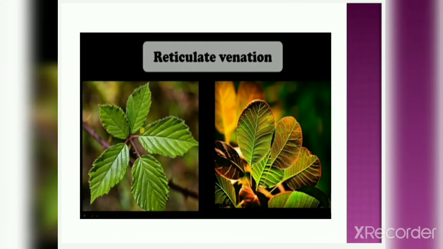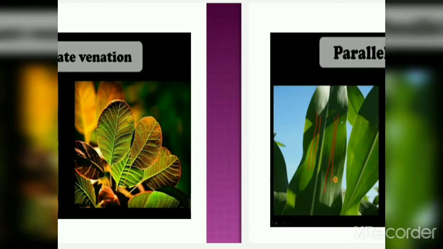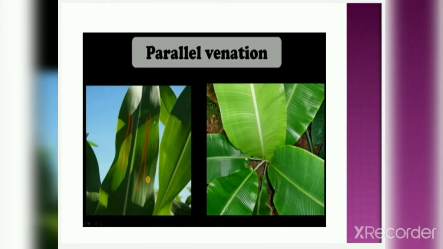Now see the given picture. It shows reticulate venation, the net-like design present on both sides of the midrib. And this picture shows parallel venation. The veins are parallel to one another. If you look carefully in the picture, in the left leaf the veins are vertically parallel to one another, and in the right leaf they are horizontally parallel to one another. So this is called parallel venation.